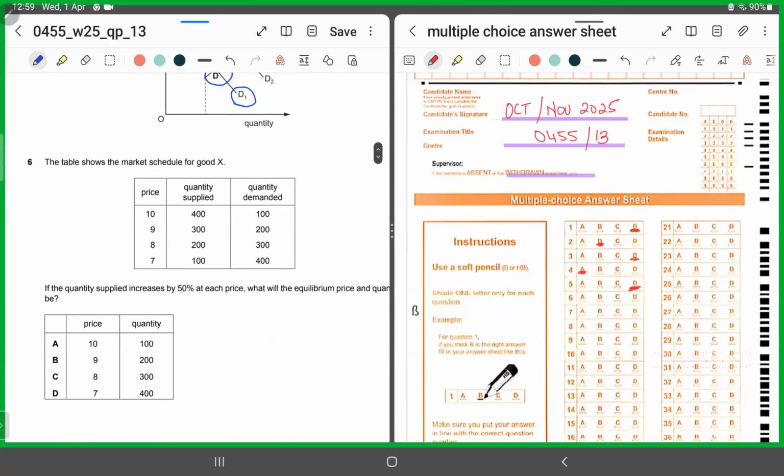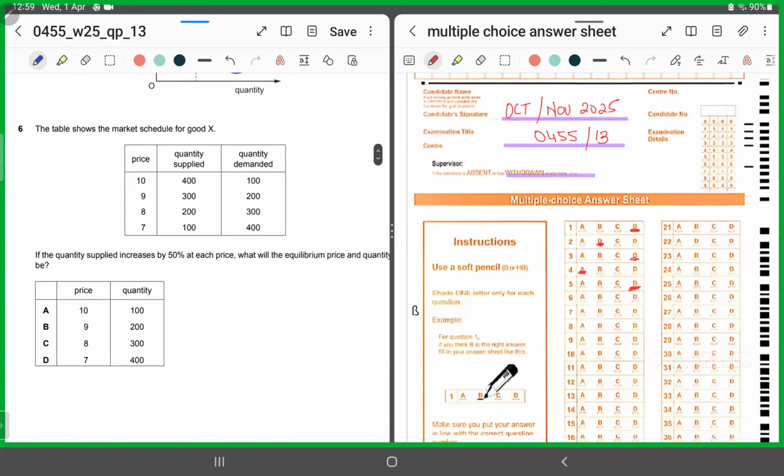MCQ number 6. MCQ number 6 displays a market schedule for good X. It's a table. The first column displays the quantity supplied. The second column displays the quantity demanded. They have displayed 4 different prices. When price was 10, quantity supplied was 400, quantity demanded was 100, and similarly it goes all the way up to price 7. Now they're saying if the quantity supplied increases by 50% at each price, what will be the equilibrium price and quantity?